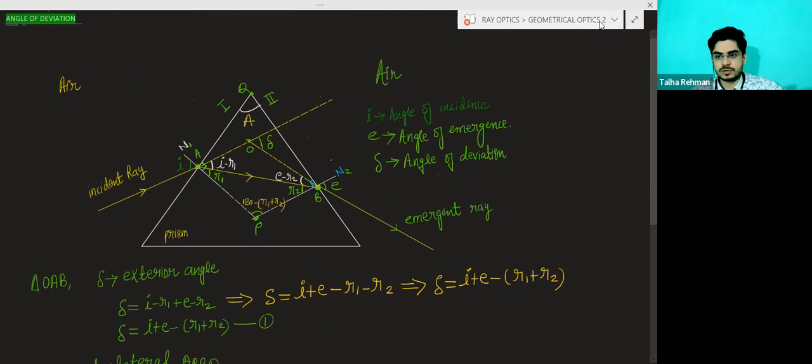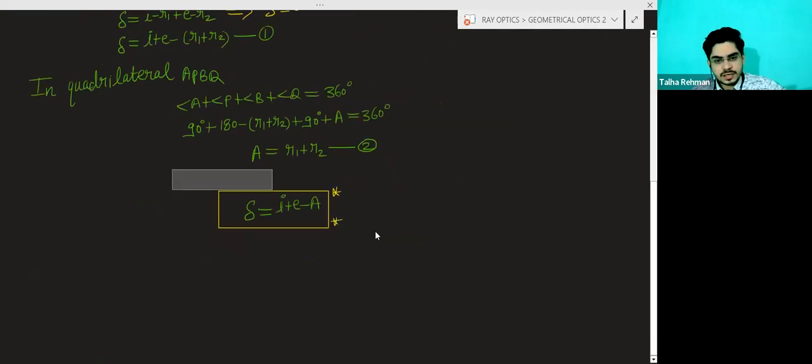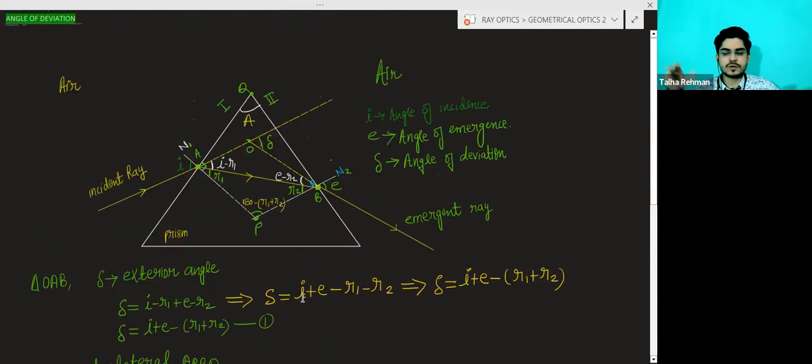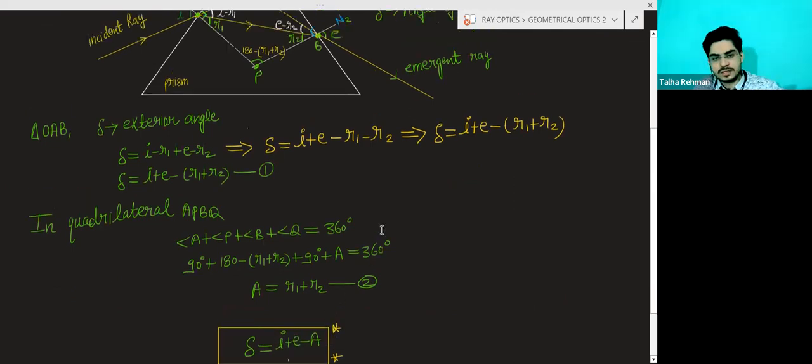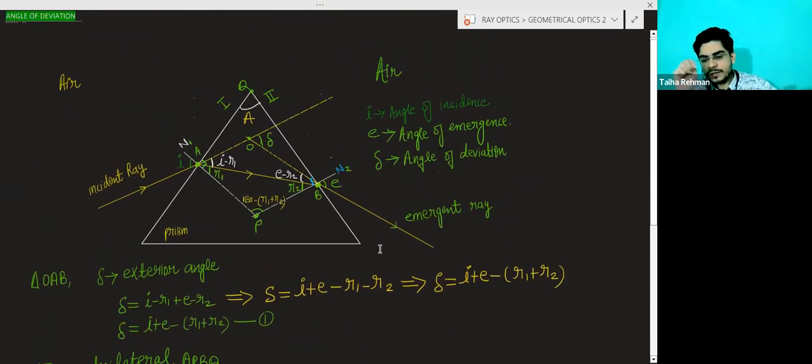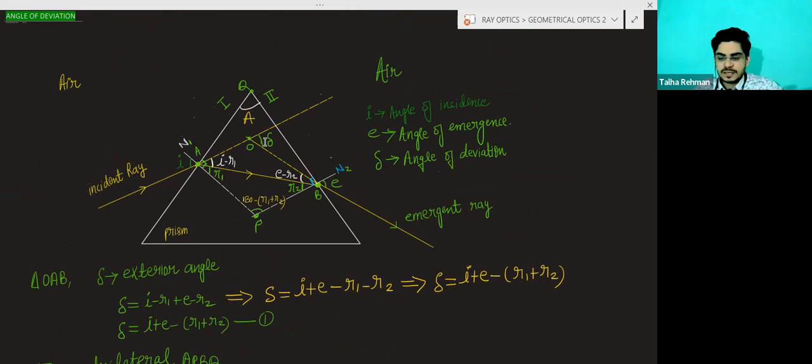Okay. So now we are moving. Now we will see this angle of deviation. Remember, for different types of prism and for different angle of incidence, the angle of deviation changes. Obviously, if you change the angle of incidence, then the angle of deviation will change. But there is a particular value of angle of incidence for which the angle of deviation becomes minimum. For a particular angle of incidence, the angle of deviation becomes minimum.